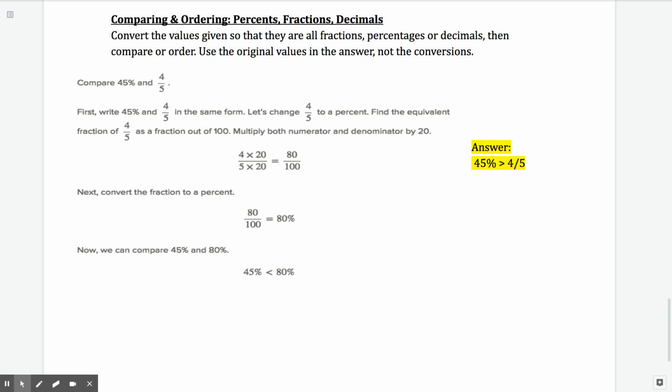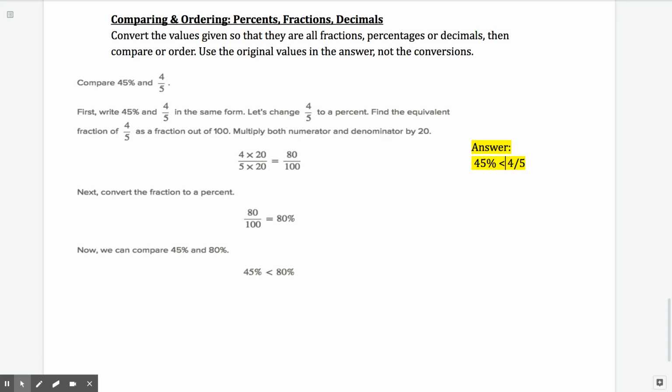So now when I'm looking at it, I can just drop down the 80%. So I have 45% compared to 80%. Well, 45% is less than 80%. But this is not the answer. This is my work. The answer must use the original. So for the answer, it would be 45% is less than or greater than. This would be, here would be actually what? Less than 4/5, because 45% is less than 80%. So that's where you put your answer.